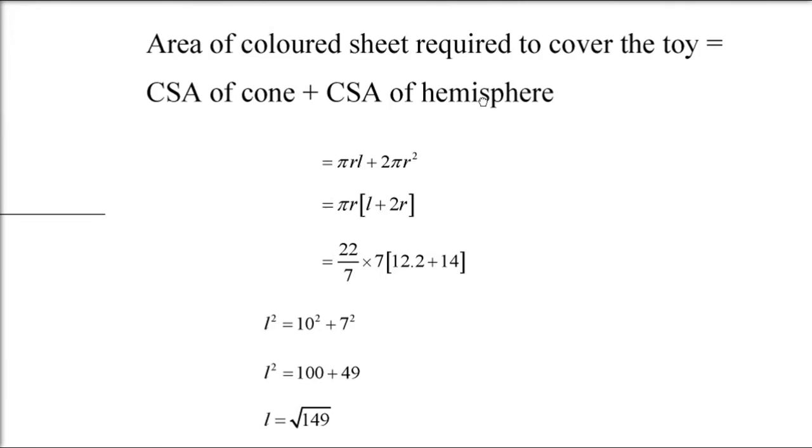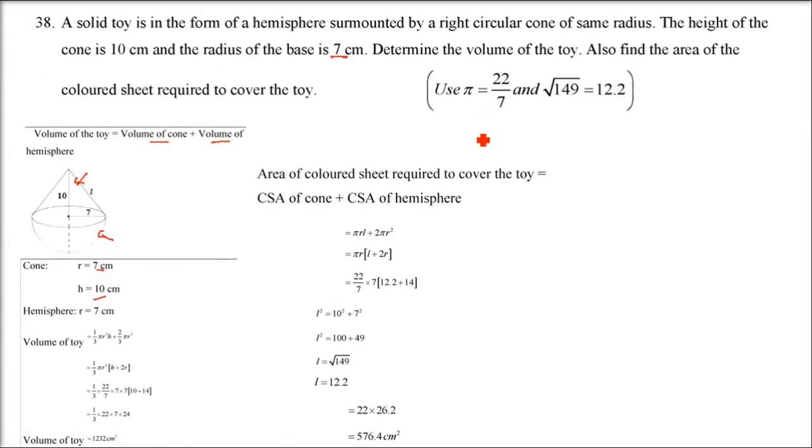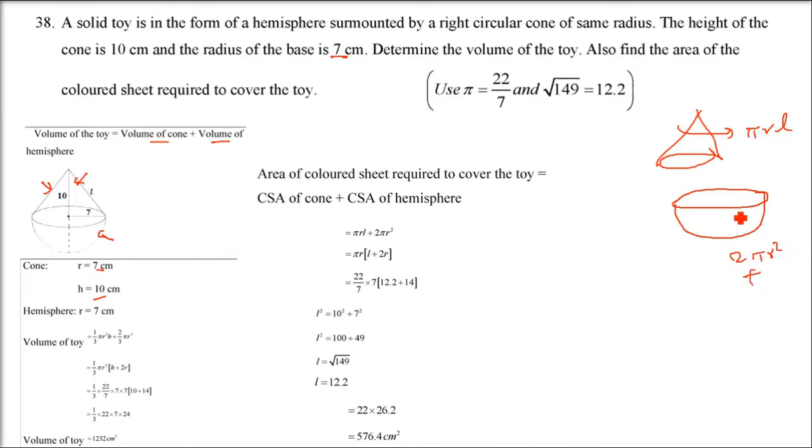Now coming to the area of colored sheet required to cover the toy. So we have to find out the curved surface area of both the shapes and then we have to add them. So if you have a cone, the curved surface area is what? Pi RL. Pi into R into L. L is the slant height. And what is the curved surface area of a hemisphere? It's 2 pi r square. We are not adding the upper one, which is the pi r square. We are not adding this. Only the curved surface area we need to find out. That is 2 pi r square.